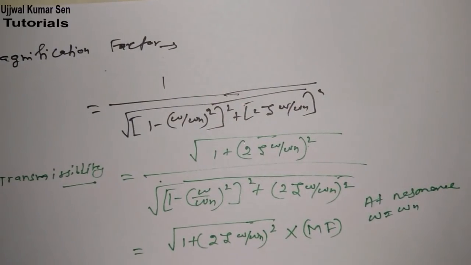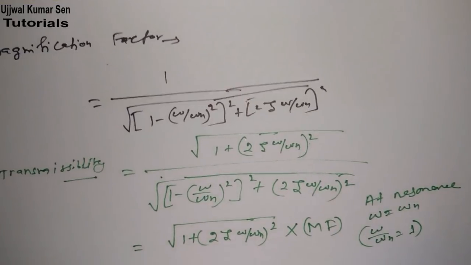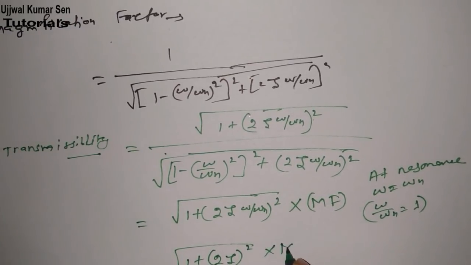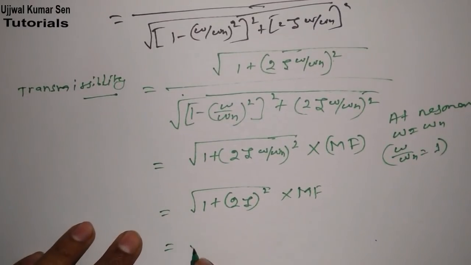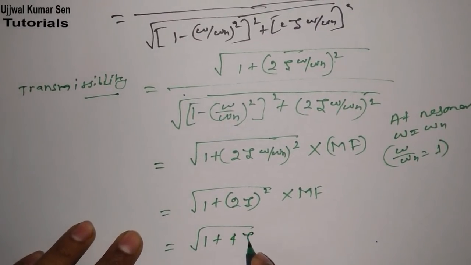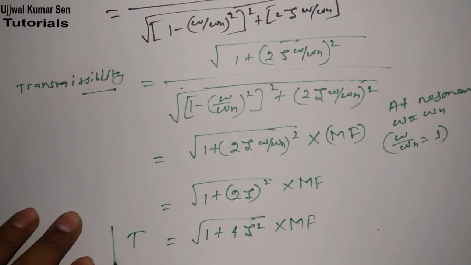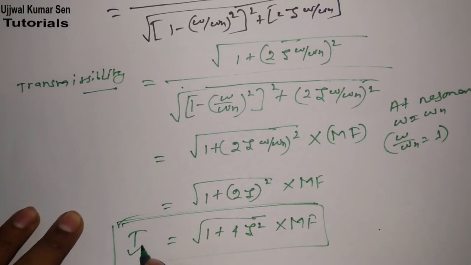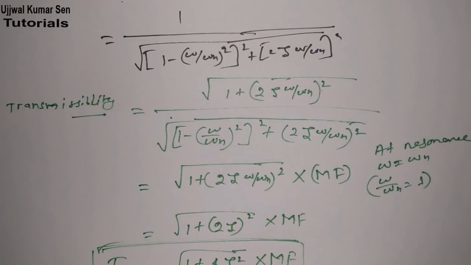Therefore omega by omega n is equal to 1. So we can put this value here: 1 plus (2 zeta) whole square times MF. So we can also write it as 1 plus 4 zeta square into MF. This is transmissibility. So here is the relation between transmissibility, magnification factor and damping factor.